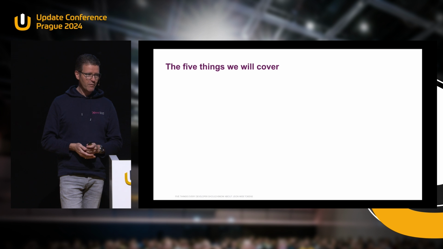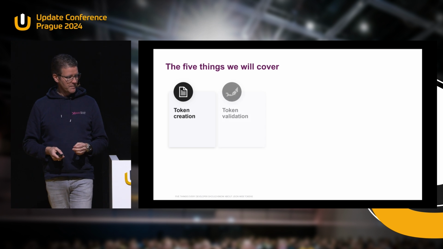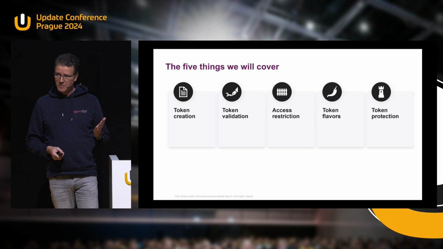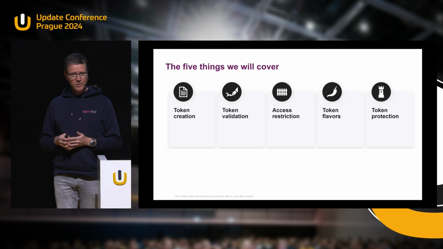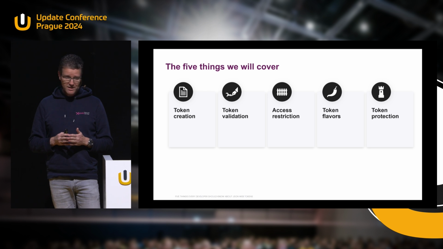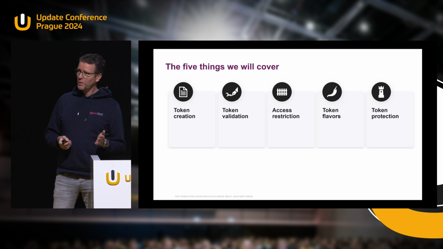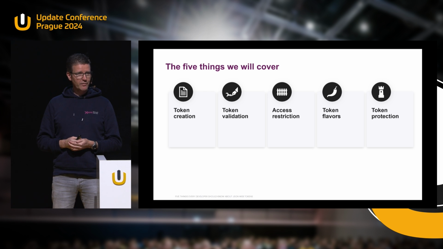Right, so these are the 5 things that we will be covering today. First of all, how do you create tokens? Then how do you validate tokens? How can you make sure that a token has restricted access? Different types of tokens that exist around the planet. And finally, how you can protect your tokens against abuse.